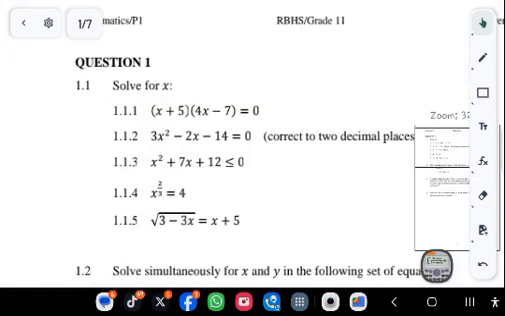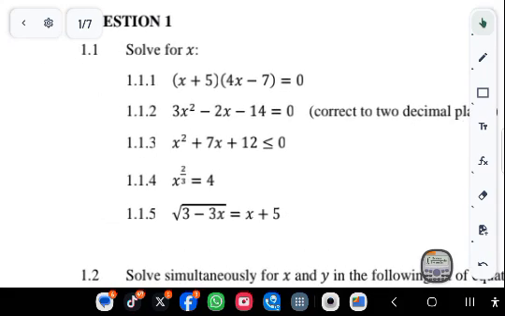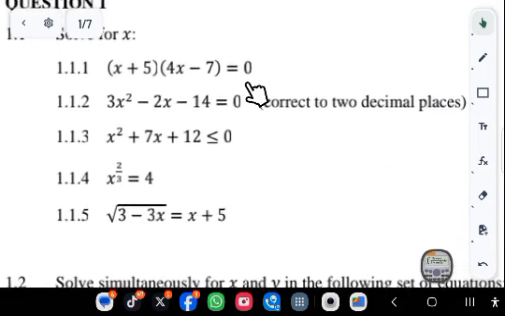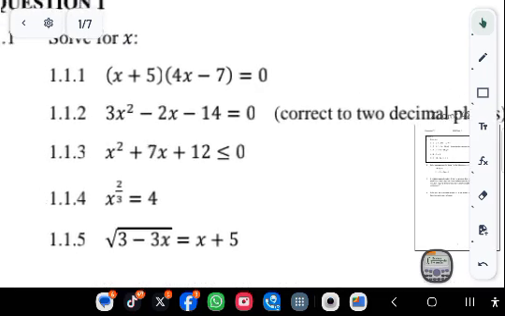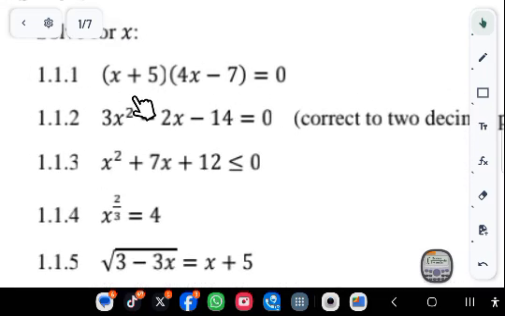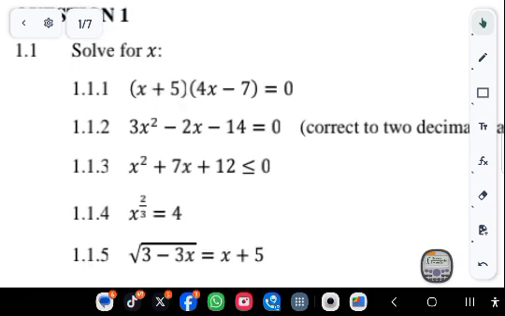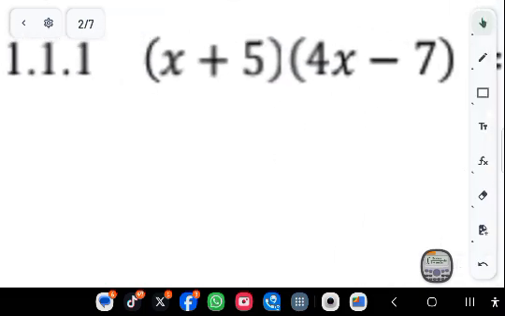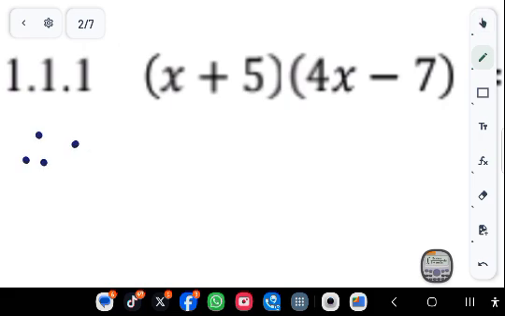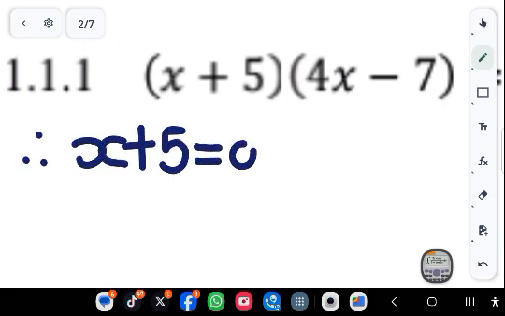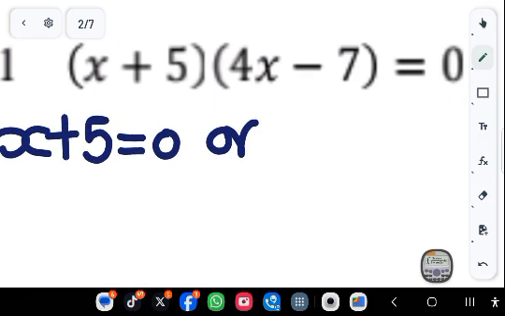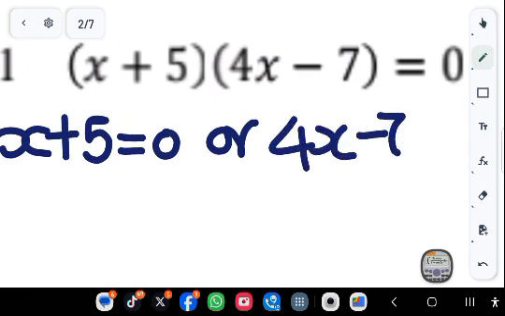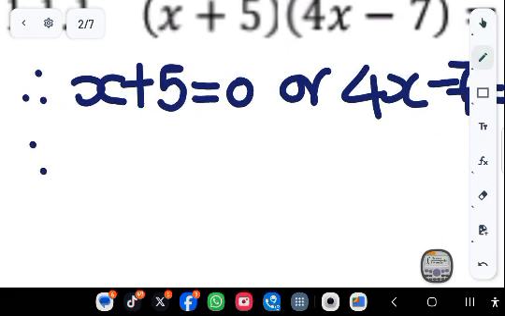Let's start. Now question 1.1 goes, solve for x. And the first question is always this easy. In this question, you already have your equation factorized. So all you need to do is equate each one of the terms to 0 and solve from there. So from here, we just go x plus 5 equals 0, or 4x minus 7 equals 0. And solve like you would any linear equation from here onwards.